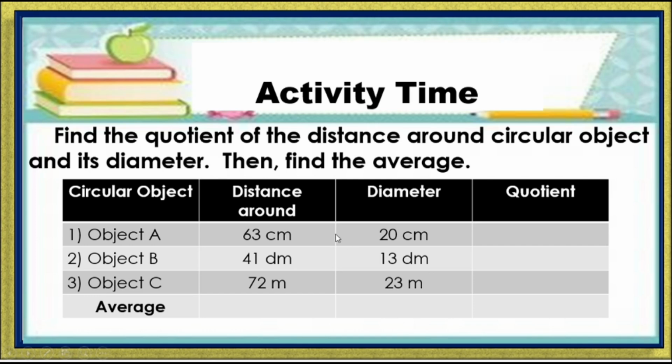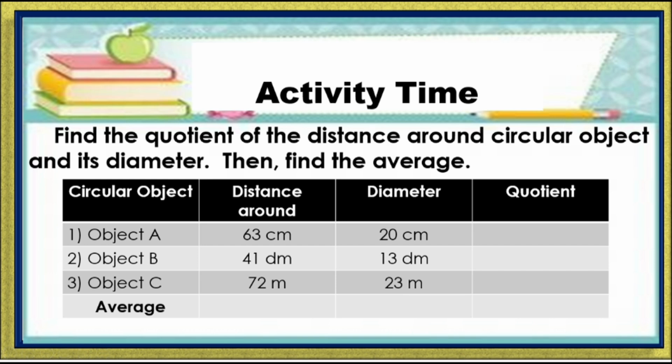So let's have some activity time. You're going to find the quotient of the distance around the circular object and its diameter. Then find the average. For circular objects A, B, and C, the distance around object A is 63 centimeters and the diameter is 20 centimeters. Find the quotient, or divide 63 by 20. Then 41 decimeters divided by 13 decimeters. And 72 meters divided by 23 meters.